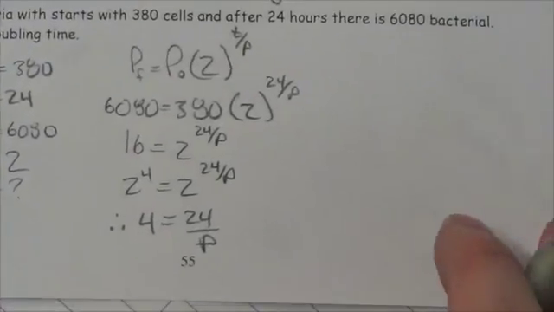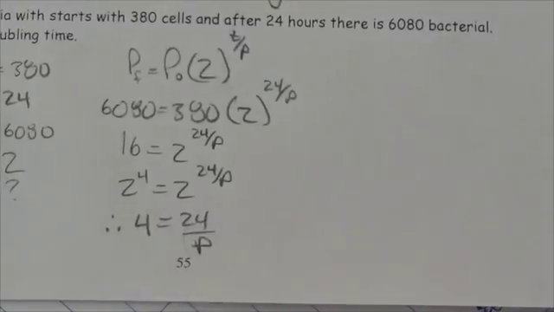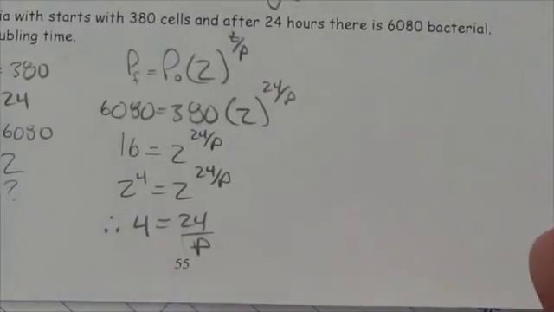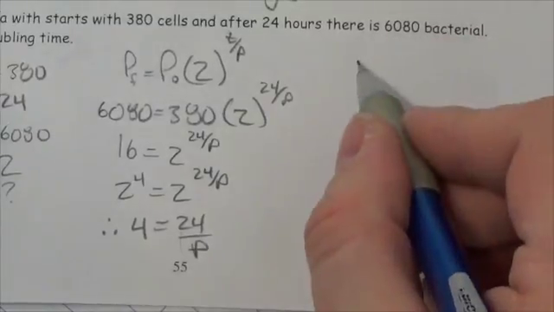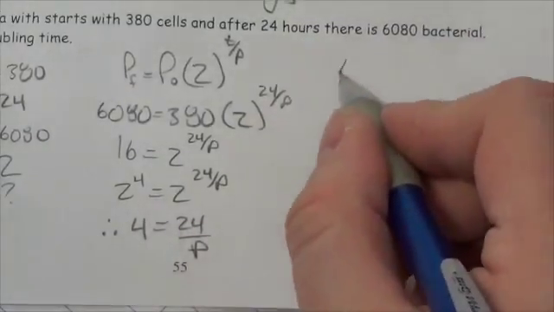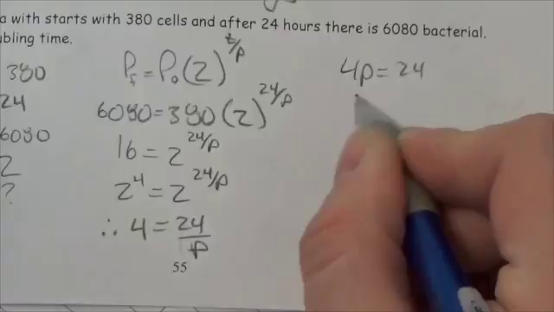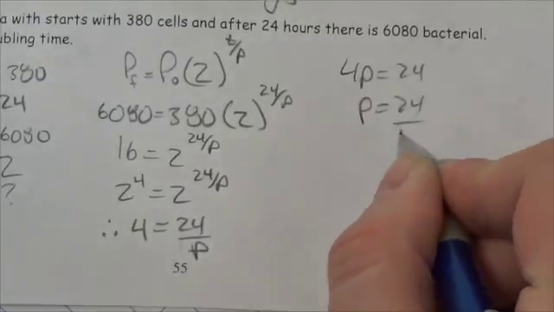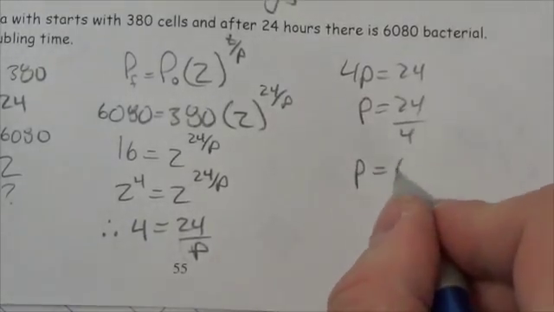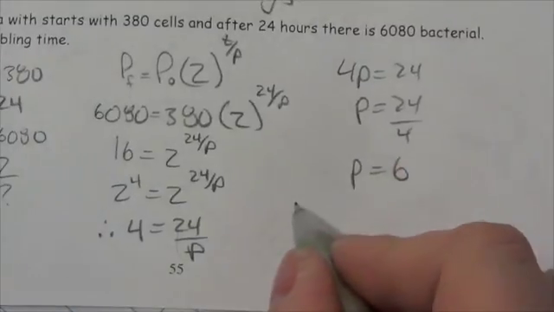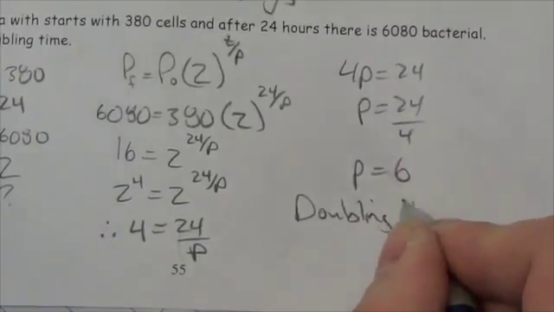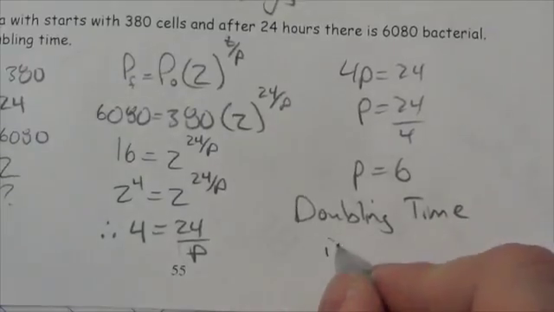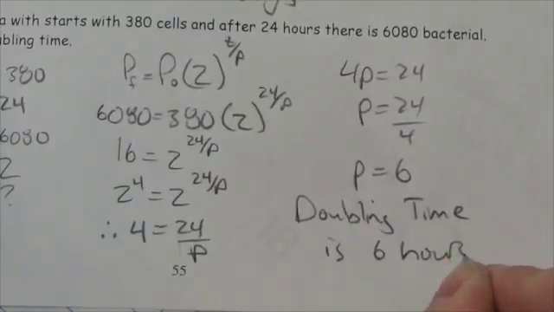Now just think about that. What number would you divide 24 by to get 4? You should see pretty clearly the answer is 6. Now, if you don't like thinking about it like that, you can cross multiply here. 4P is equal to 24. P is equal to 24 over 4. Either way, the answer is 6. So the doubling time, because we should always answer the question here, the doubling time is 6 hours.